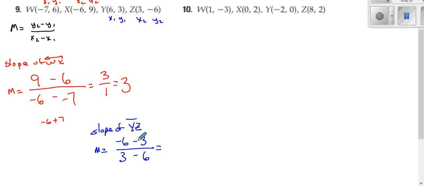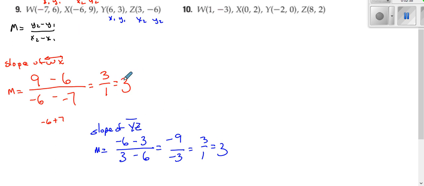Negative 6 minus 3 is negative 9. 3 minus 6 is negative 3. If I simplify this, the negatives cancel, and 3 goes into both of these, so I get 3 over 1, which is just 3. So these slopes ended up being identical, both 3.